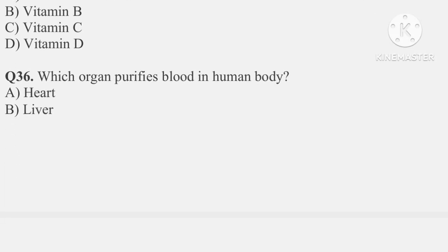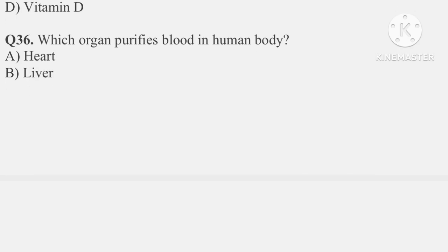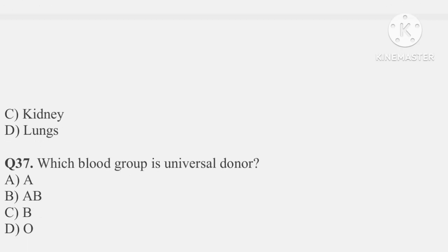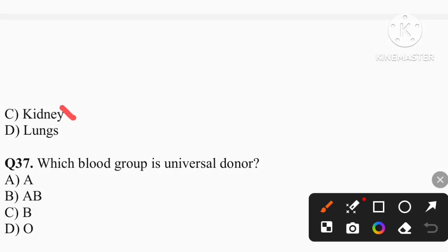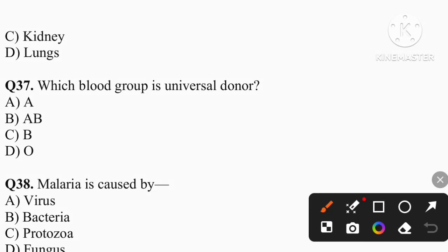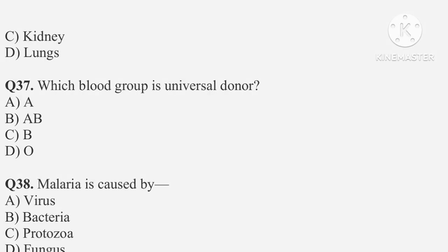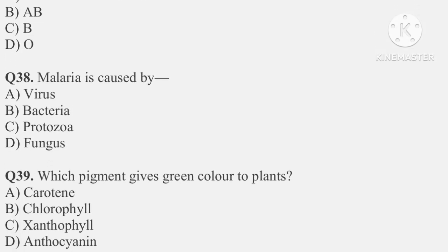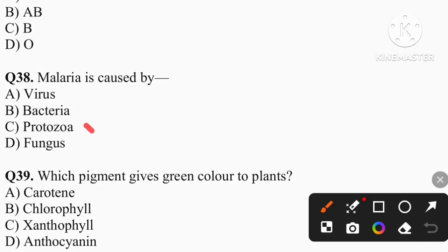Question number 36. Which organ purifies blood in the human body? So the answer is option C, that is kidney. Question number 37. Which blood group is universal donor? So the answer is option D, that is O. Question number 38. Malaria is caused by. So the answer is option C, that is protozoa.